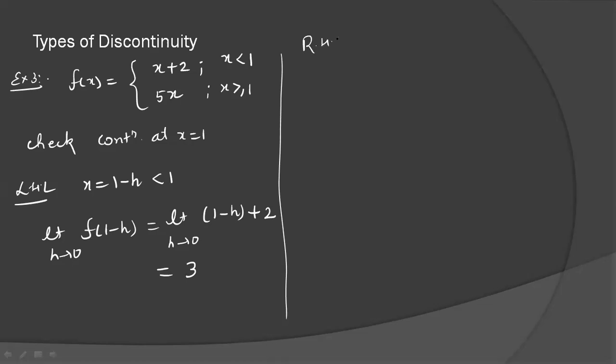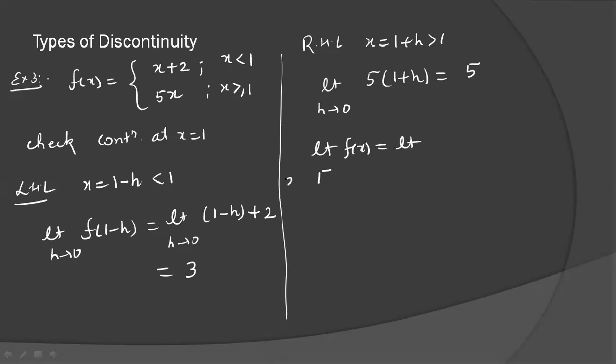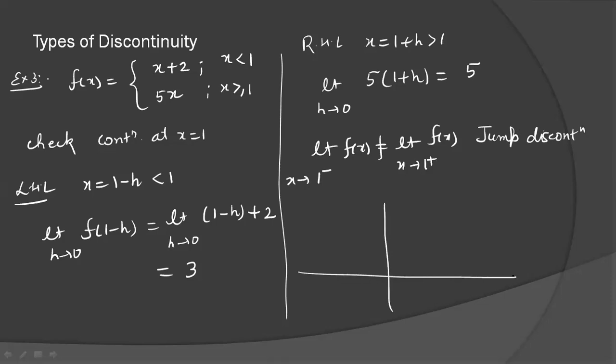What about right hand limit? x equal to 1 plus h. It means it is greater than 1. So limit h tending to 0, the function will be 5x and x will be 1 plus h. If you apply the limit, it will be 5. So both limits exist and are finite, but they are not equal. So the left hand limit of the function at x equal to 1 is not equal to the right hand limit. It means that this is a jump discontinuity, a non-removable discontinuity, and a special kind of non-removable discontinuity is jump discontinuity. If you draw the graph, you can see it.